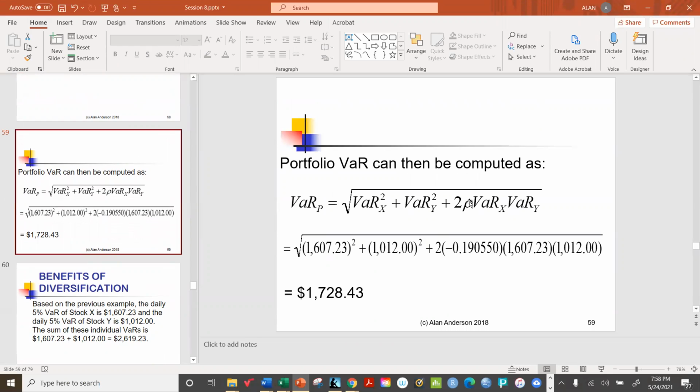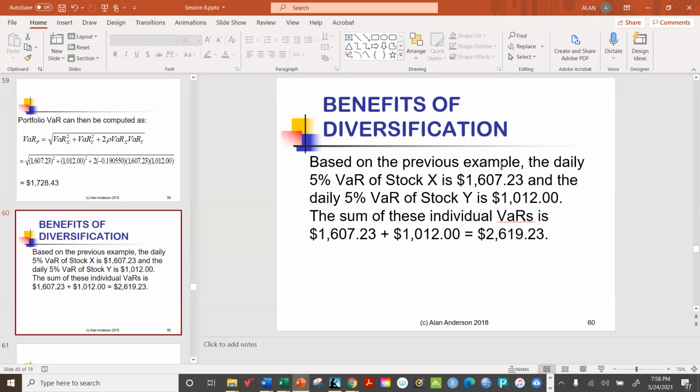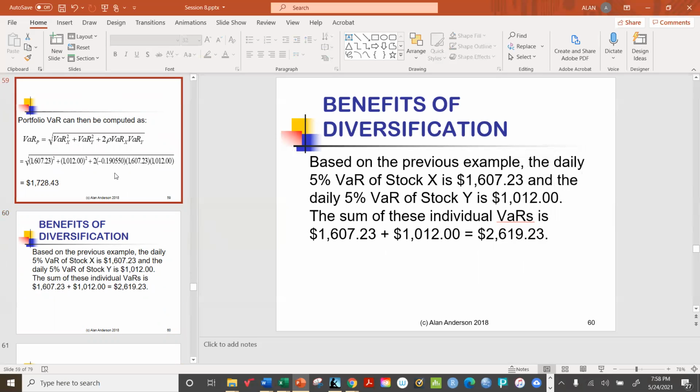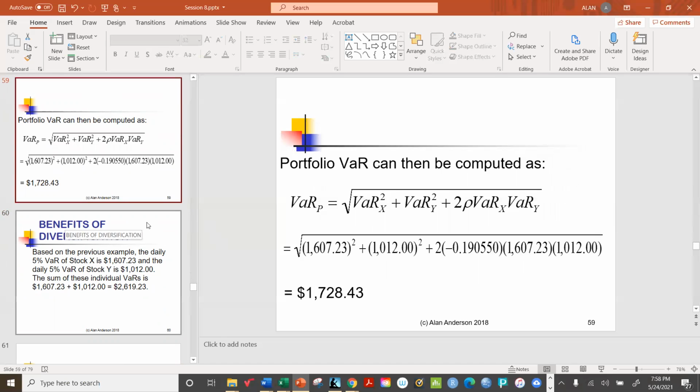So now when we plug in these numbers, this is the interesting part. The VAR for the portfolio is approximately $1,700. Now, if you notice though, each of stock X and Y had a VAR of over $1,000. If you go back and revisit those numbers, you'll see that stock X had a VAR of 1607.23 and stock Y was at 1012, which adds up to 2619.23. So how come the VAR of the entire portfolio was only $1,700?